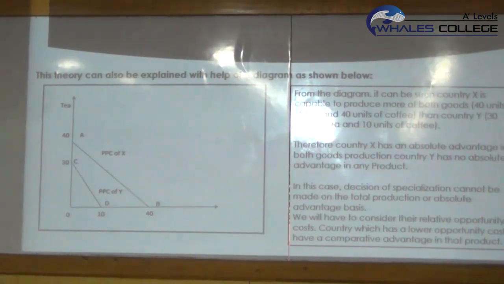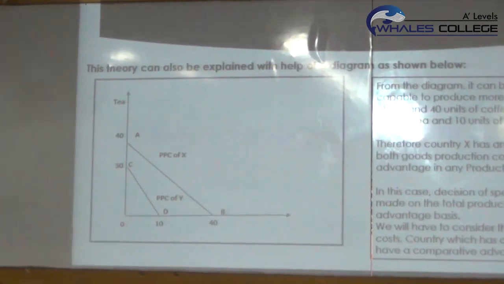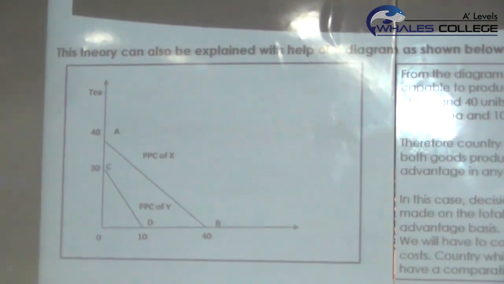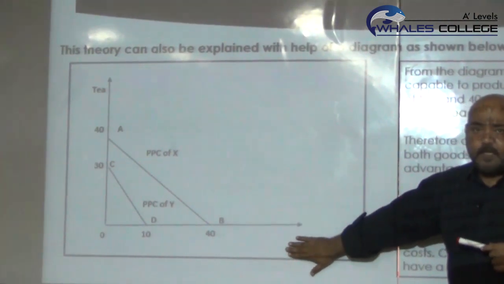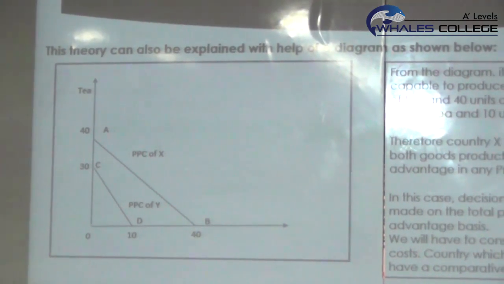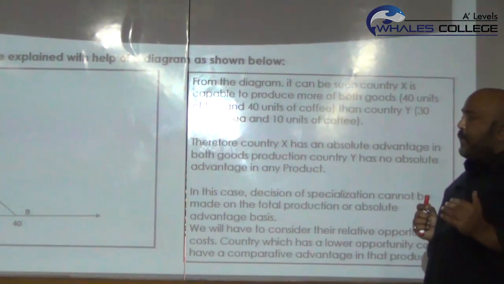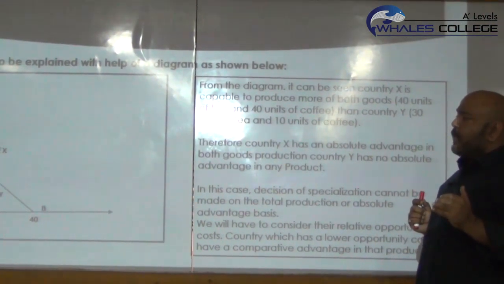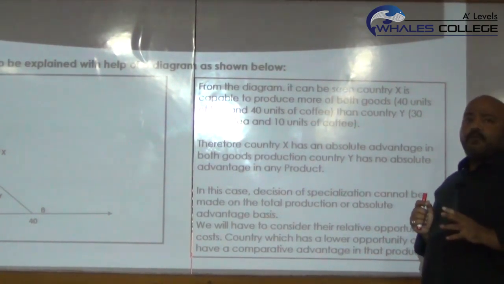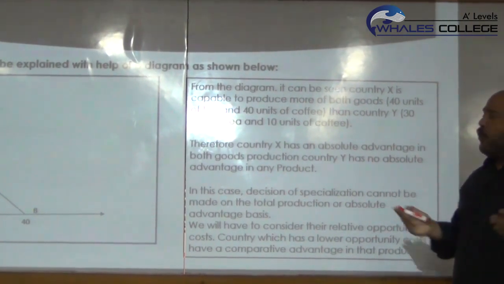Now you can see that, according to this sketch, country X has an absolute advantage in tea as well as coffee. Assume that coffee is on the x-axis. We can easily find out from the graph that country X has an absolute advantage in tea and coffee. However, the output of country Y in tea and coffee are both below the production possibilities of country X. So we can easily say that country X has an absolute advantage in both goods.